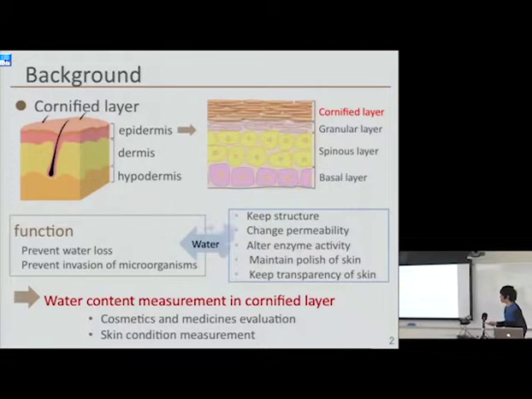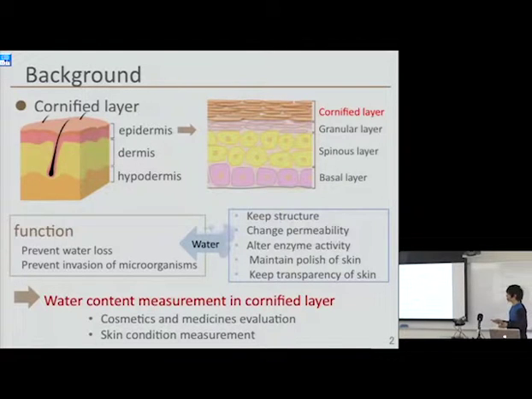For example, it prevents water loss from our body, and it prevents invasion of microorganisms or chemical agents into our body. And the water in the cornified layer also has important functions: it keeps the structure of the cornified layer, it changes the permeability of skin, it alters enzyme activity in the cornified layer, and it maintains polish of skin, and it keeps transparency of skin.